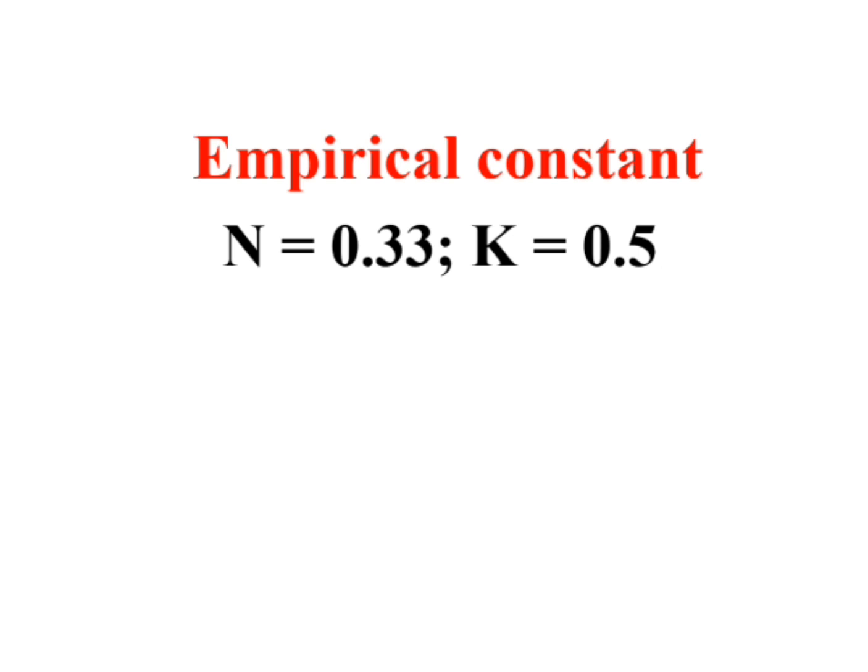In this model, we have two empirical constants. N is equal to 0.33 and K is equal to 0.5. When these two empirical constants are substituted in the model, it has a way of varying any process material that we want to calculate, depending on the change in the other parameter.